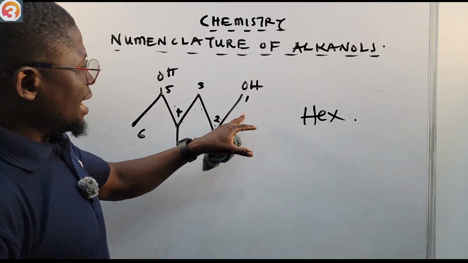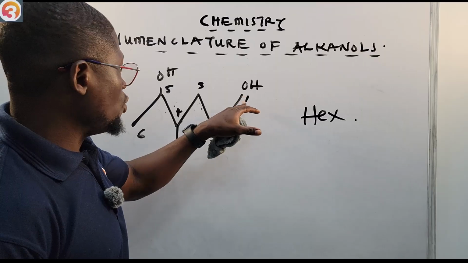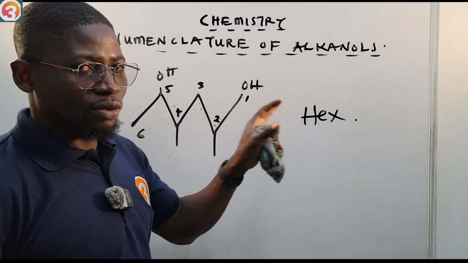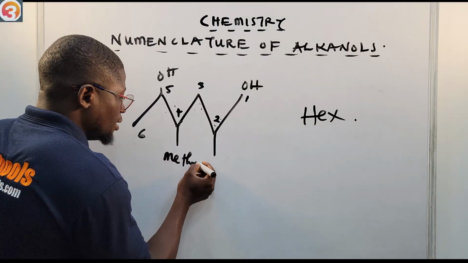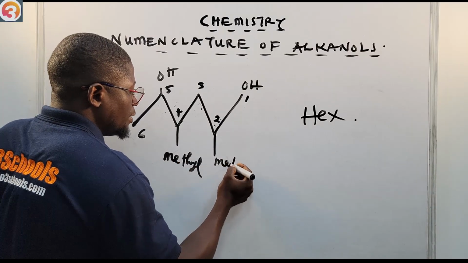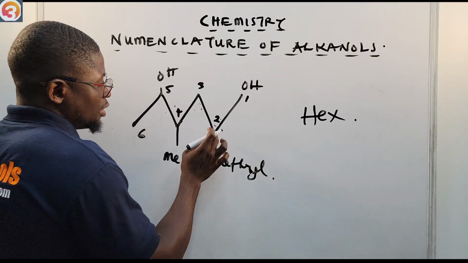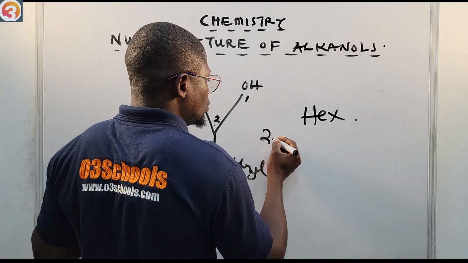Then we have the OH groups on carbon 1 and on carbon 5. We already know there are 6 carbon atoms on the parent chain. Then there's a methyl group here, and there's also a methyl group here. On which carbon atoms are these methyl groups located? They are located on carbon 2 and on carbon 4. So I'm going to have 2, 4.